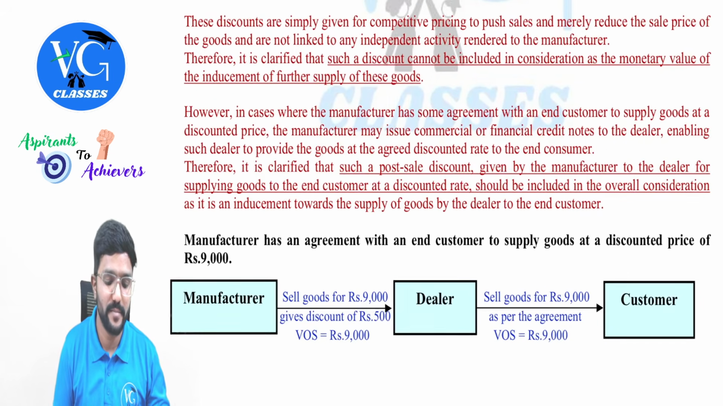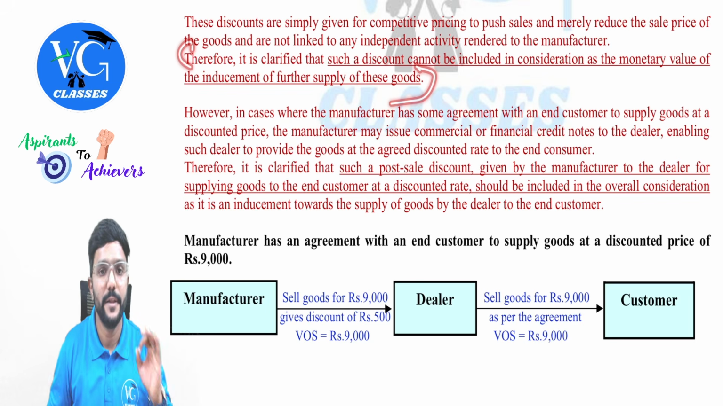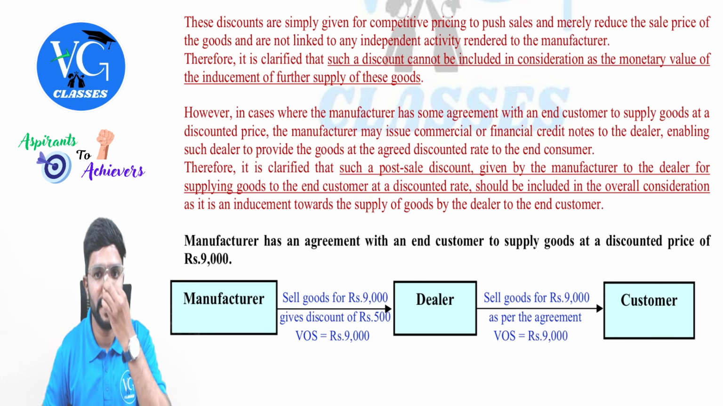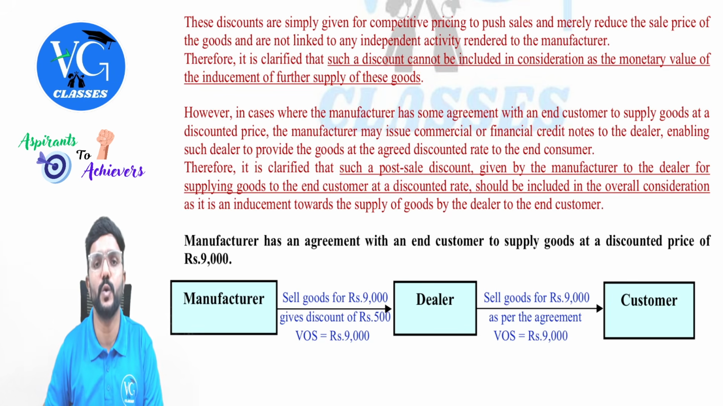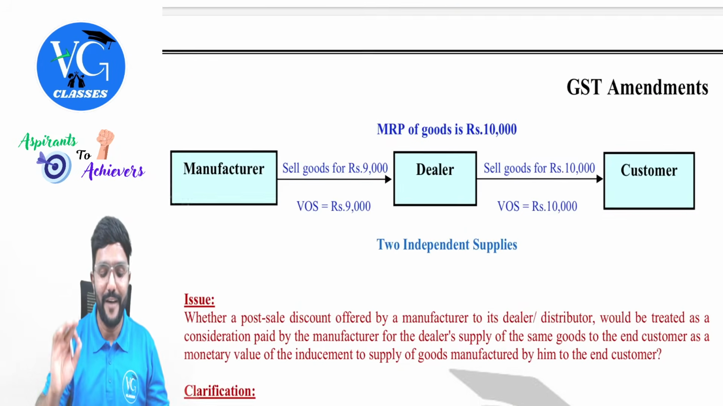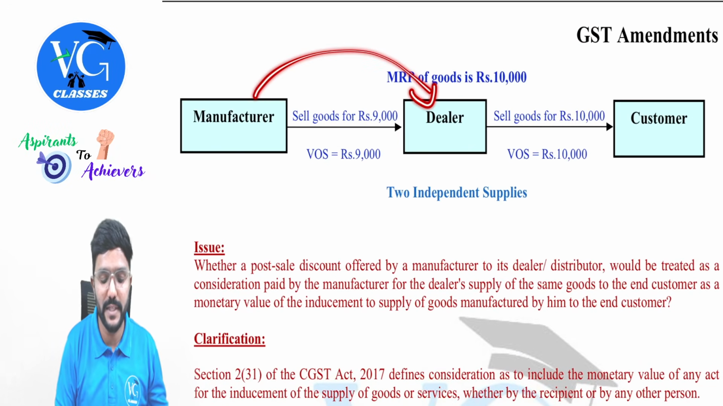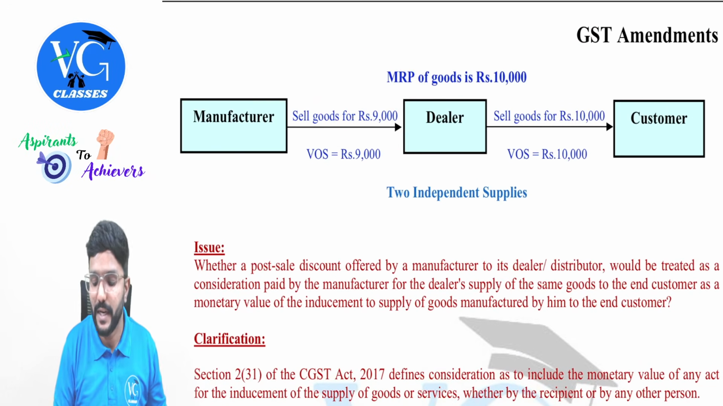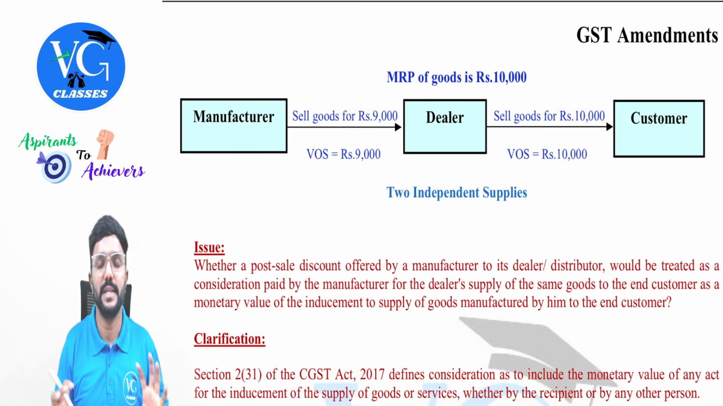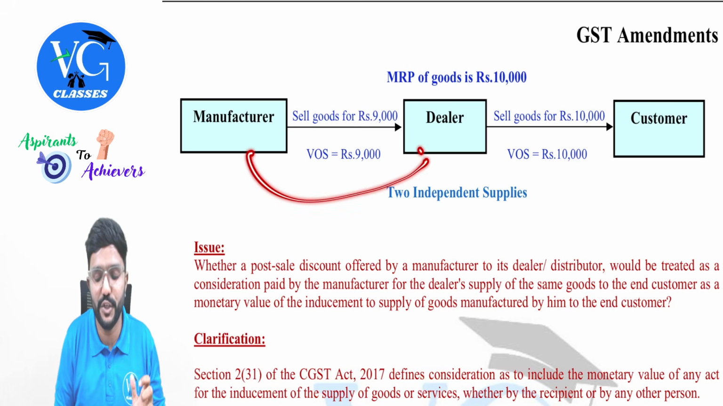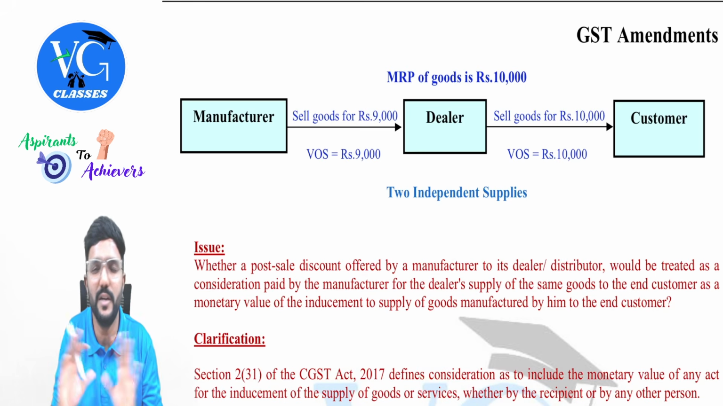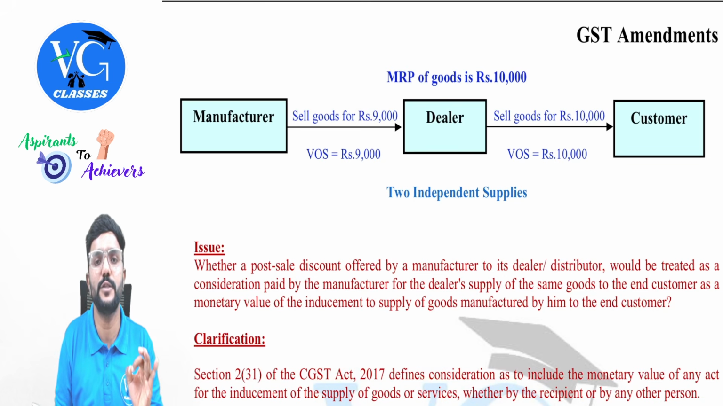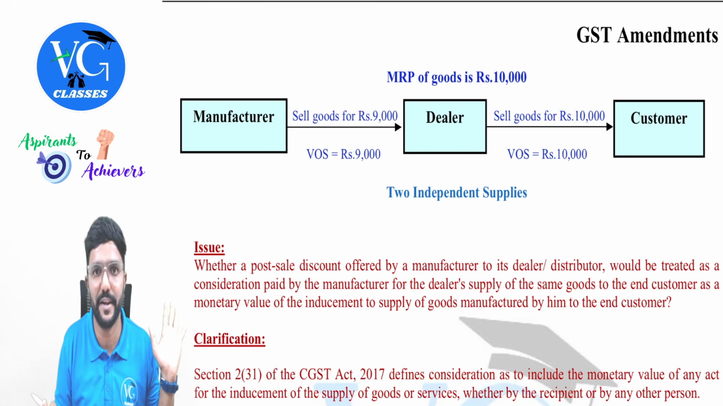Therefore, this line is important. Therefore, it is clarified that such discount cannot be included in the consideration as the monetary value of the inducement of further supply of these goods. So, in simple terms, the value of supply between the manufacturer and dealer is 9,000 and between the dealer and customer it would be 10,000. Is there a separate supply between the manufacturer and dealer for this sale? No. There is only a sale of goods between them. That's all. No other services are involved.